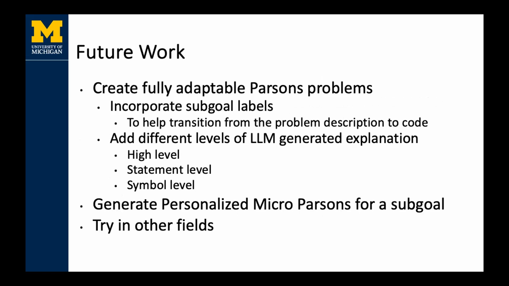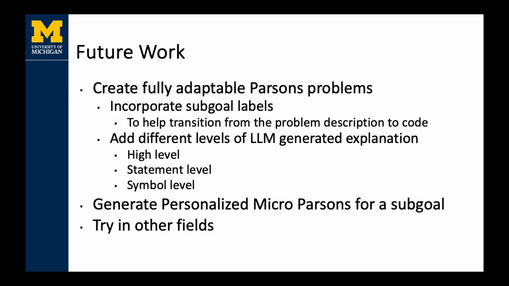Future work, we want to create fully adaptable Parsons problems. So one of the things we found is students would pop up a Parsons problem when they had just read the English description because they didn't know how to get started. So what we want to do instead is to pop up sub-goal labels, and then a hierarchy of sub-goal labels. And then you can expand the sub-goal labels if you don't understand how to break that sub-goal label into smaller parts until you get down to the code level. Once you're down to the code level, you can either write that code or you could use a micro Parsons to help you.